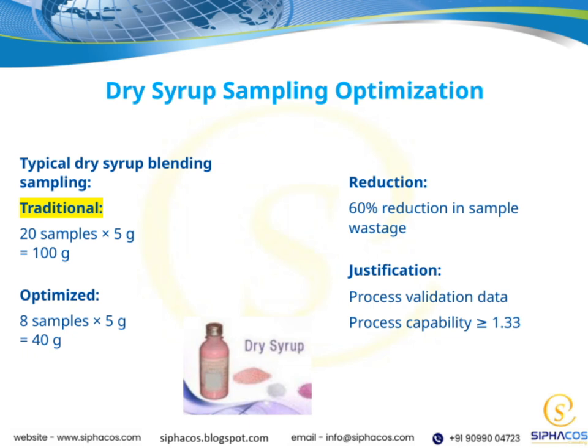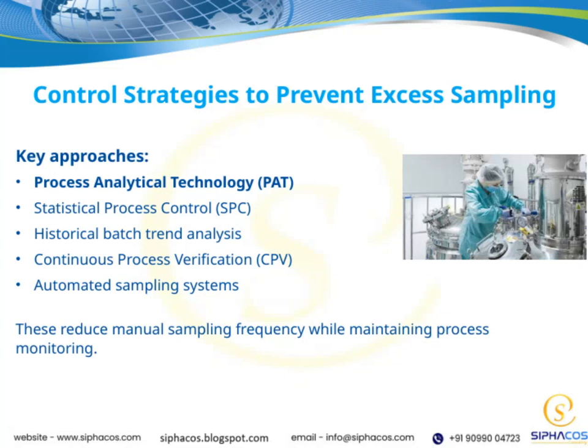Overall, these improvements reflect our ongoing commitment to process excellence and efficiency, aligning perfectly with our broader goal of continuous improvement in quality and resource management. Now, let's take a closer look at some control strategies we use to prevent excess sampling. These are key approaches that help us strike the right balance between thorough process monitoring and efficiency.